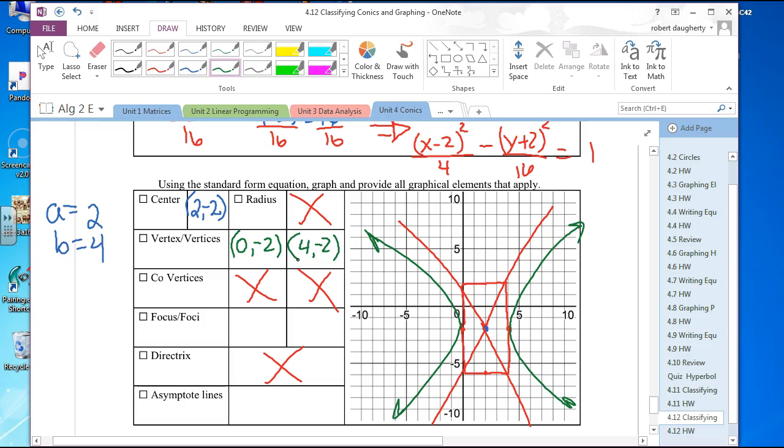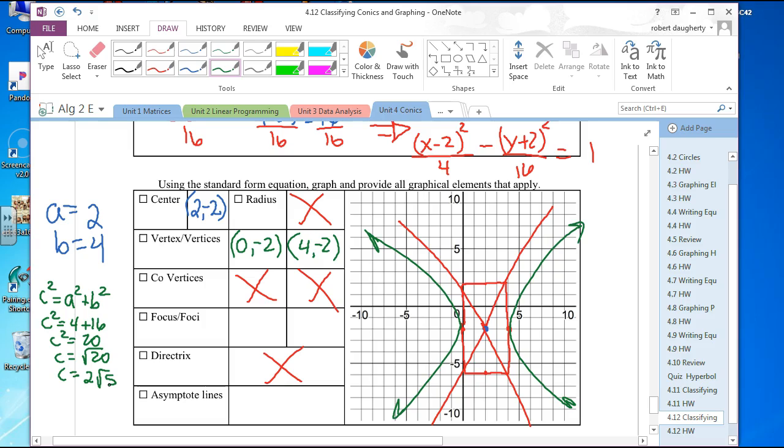How do I find the foci? What's our formula? c squared is equal to what? a squared plus b squared. So c squared is equal to what? 4 plus 16. c squared is 20. c is equal to square root of 20. Okay. 2 square root of 5. I would take it either way. You can leave it square root of 20 or 2 square root of 5. Doesn't matter.